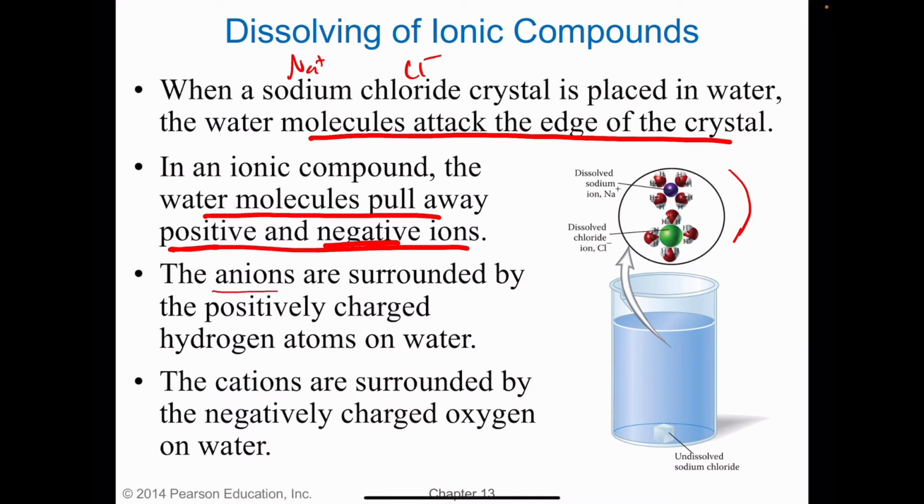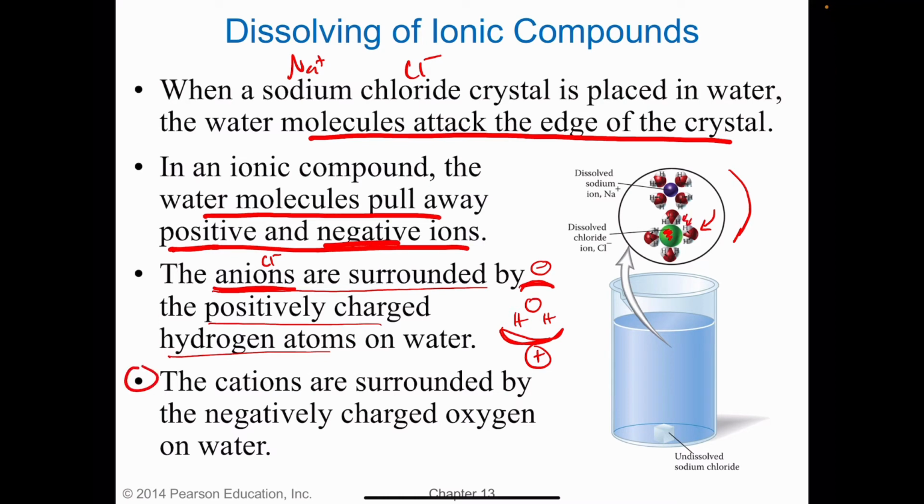And then the anions get surrounded by the positively charged hydrogens. So here's our water molecule. We're saying that this side of the molecule is a little bit positive, and this side of the molecule with the oxygen is a little bit negative. So the anions, the negative ions, chloride in this case, are attacked or surrounded by the positive H's. That's why in the drawing, that green chloride has the white hydrogens right up next to it, because they're literally attracted to it. Negative attracted to positive. Negative chloride attracted to the positive H's.